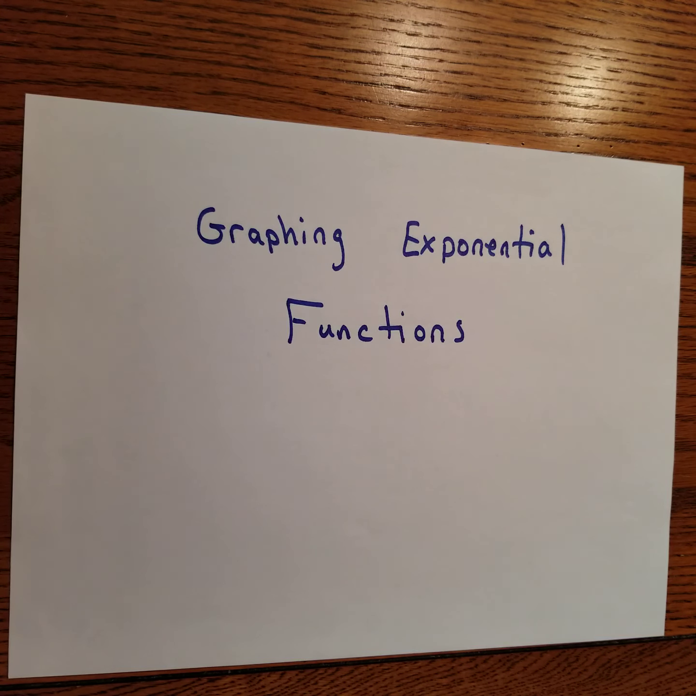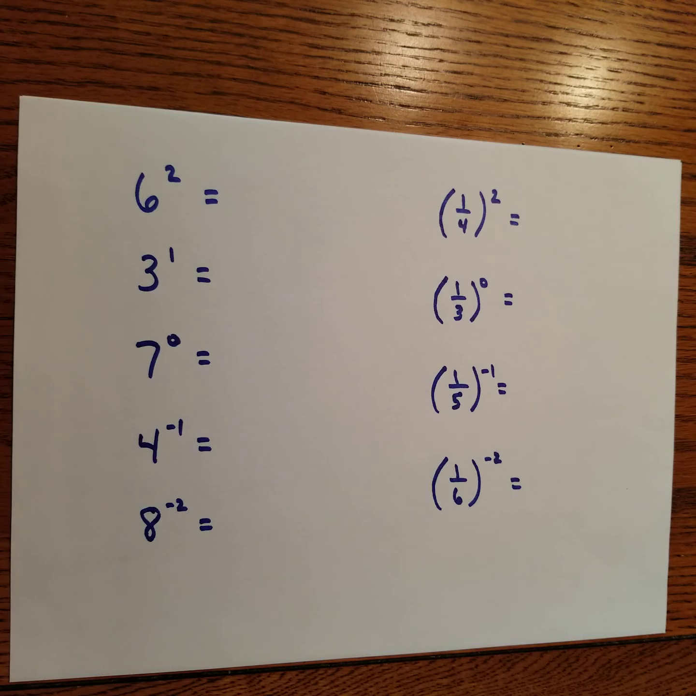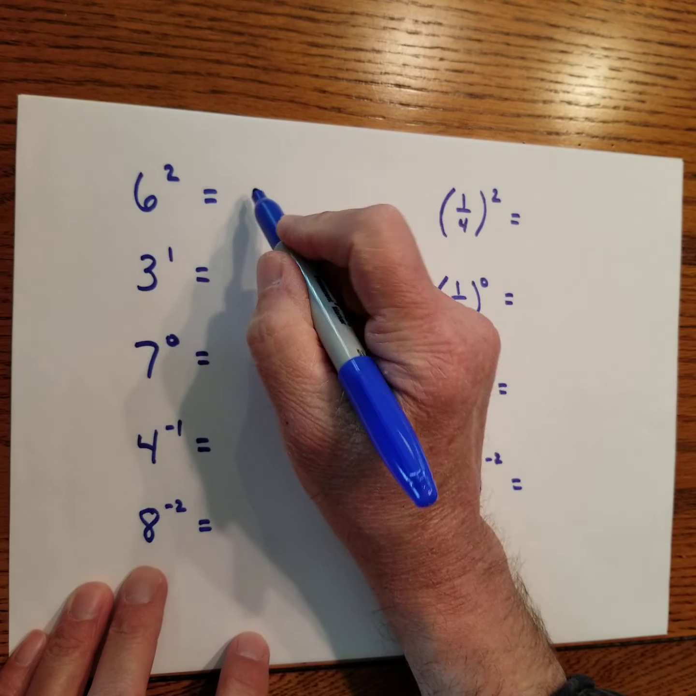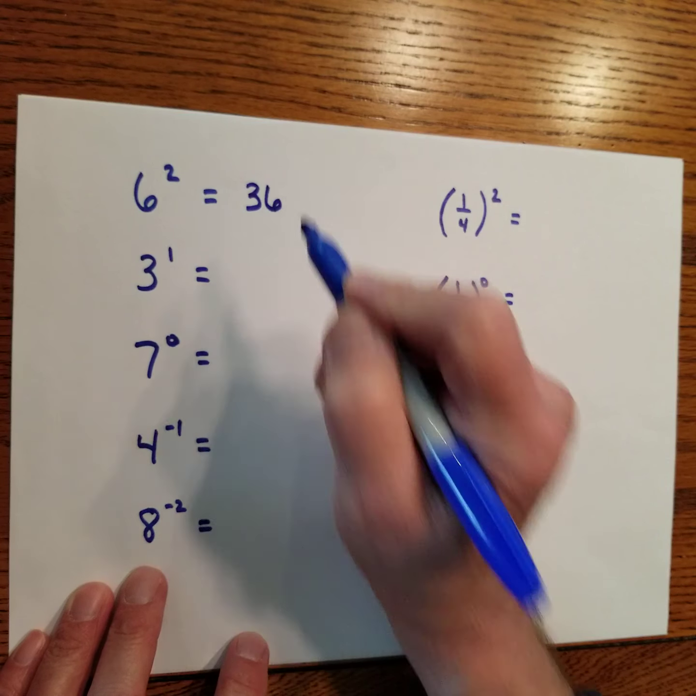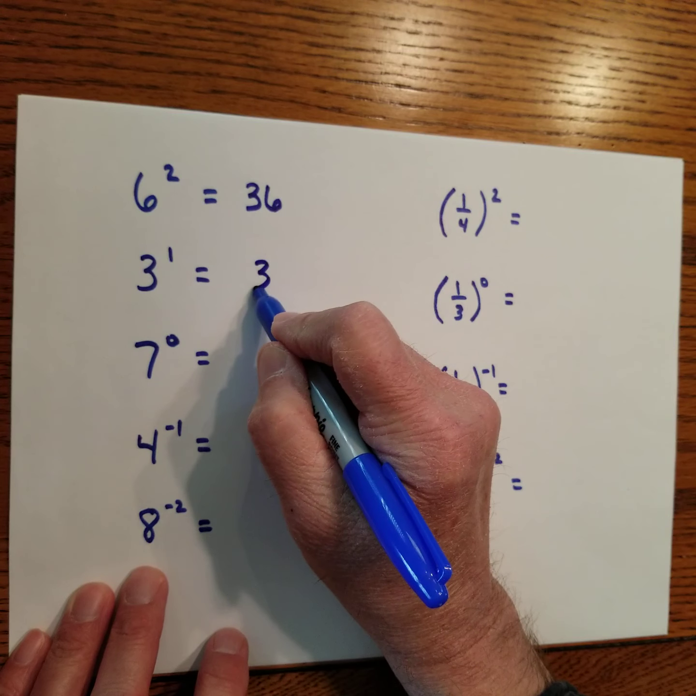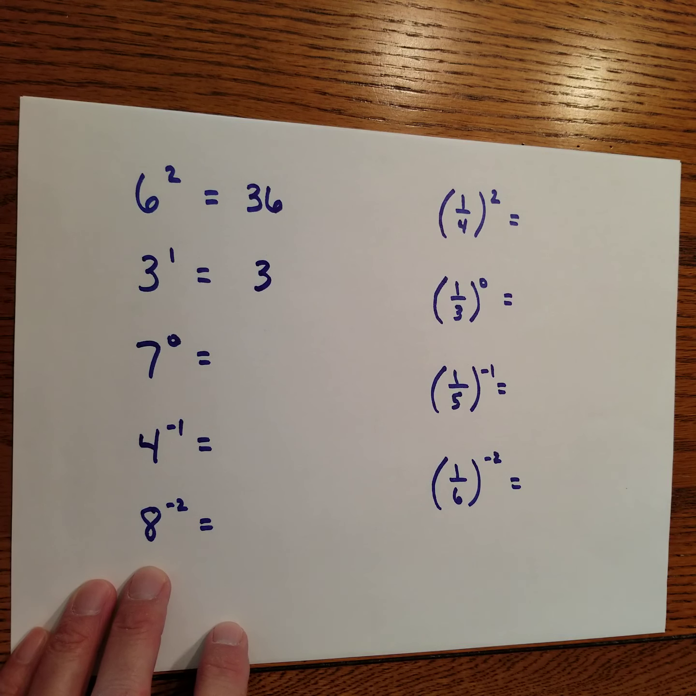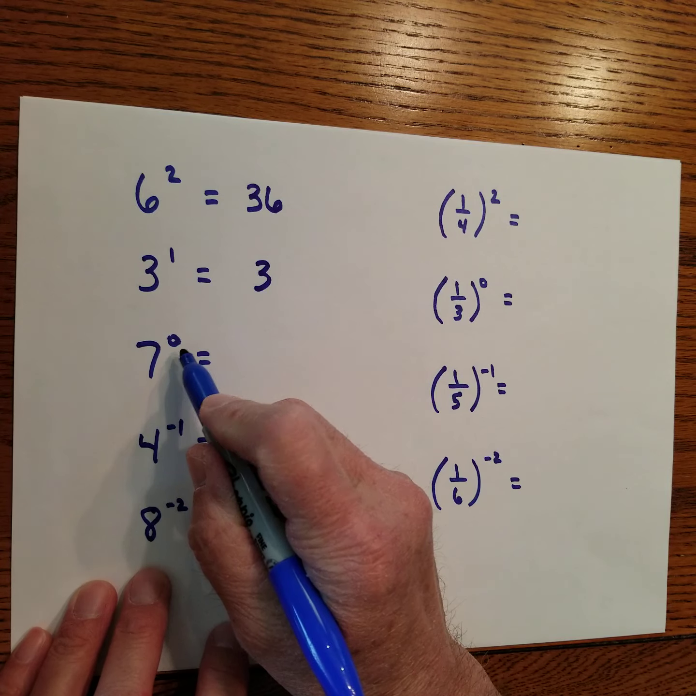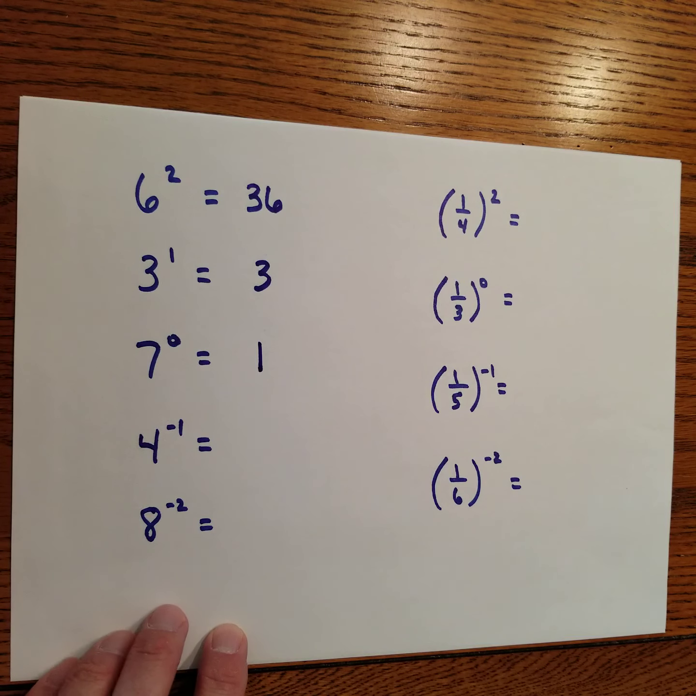If we're going to graph some exponential functions, there's a few facts we should brush up on first. Let's look at these exponent problems. If you can do them all in your head, it sure makes graphing exponential functions easier. Let's try them. 6 squared means 6 times 6, 36. Anything to the first power is just itself. When we take things to the 0 power, anything to the 0 power is automatically 1.